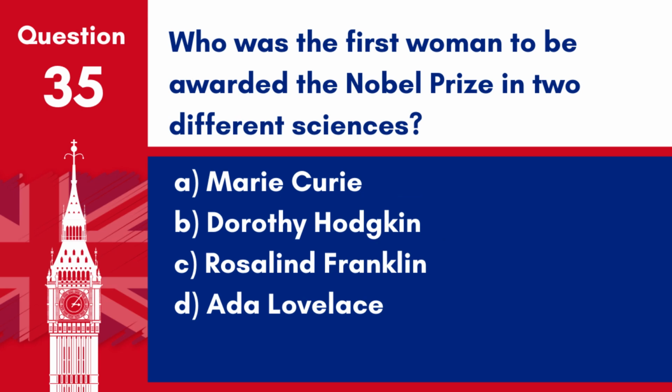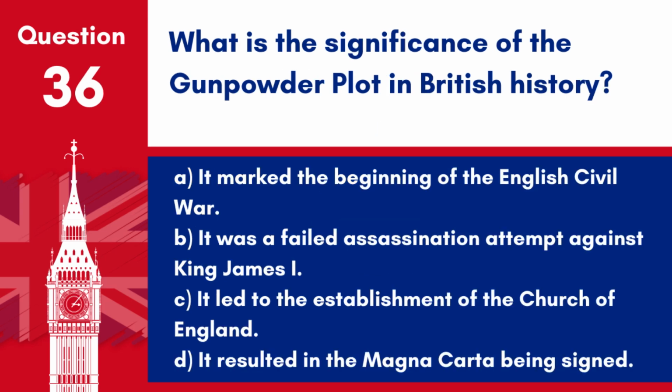Question 35. Who was the first woman to be awarded the Nobel Prize in 2 different sciences? A. Marie Curie. B. Dorothy Hodgkin. C. Rosalind Franklin. D. Ada Lovelace. Answer: A. Marie Curie. Marie Curie was the first woman to be awarded the Nobel Prize in both physics, 1903, and chemistry, 1911.